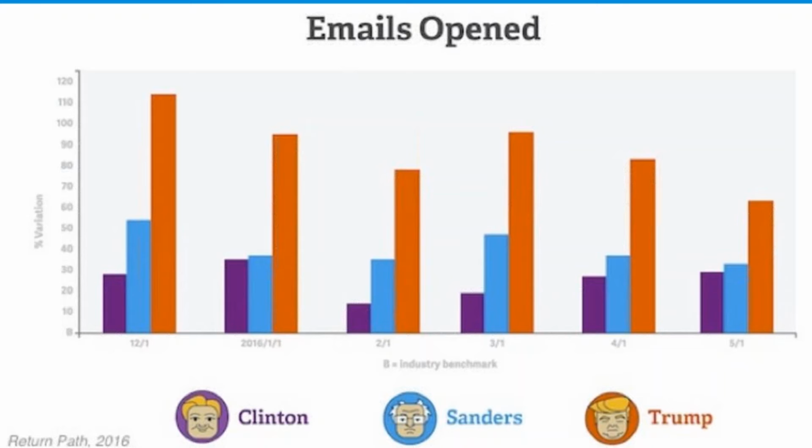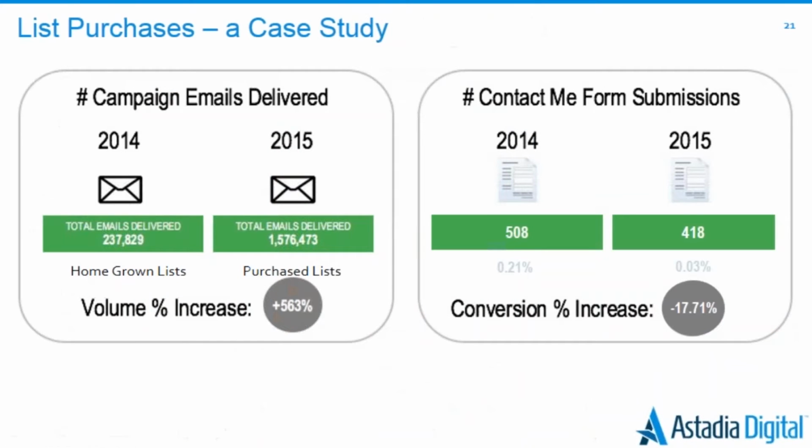Another quick case study I can take you through is someone who purchases a list. As you can see here, in 2014 the total emails delivered were 237,000, almost 240,000. In 2015, over 1.5 million emails were delivered. One was a homegrown list and one was a purchased list. The volume increased by over 563%. At the same time, look at the Contact Us form submissions: in 2014, 508 were collected, versus only 418 in 2015. So as the list grew, the client did not get the conversions they were looking for, and they decreased.